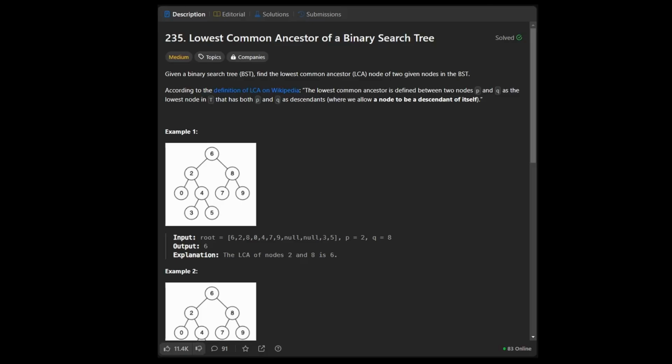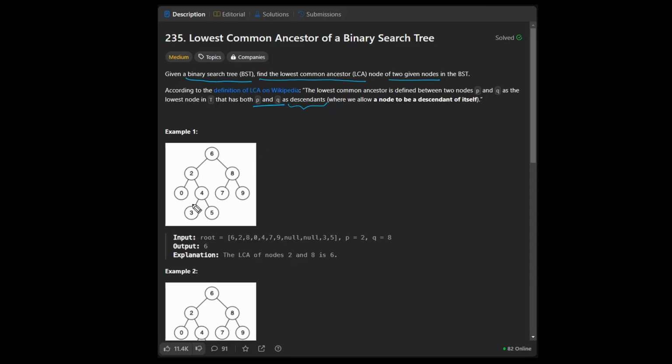We are looking at this problem, lowest common ancestor of a binary search tree. We are given a binary search tree and we need to find the lowest common ancestor for two given nodes. These nodes are P and Q and we need to find their ancestors. These nodes are called descendants.